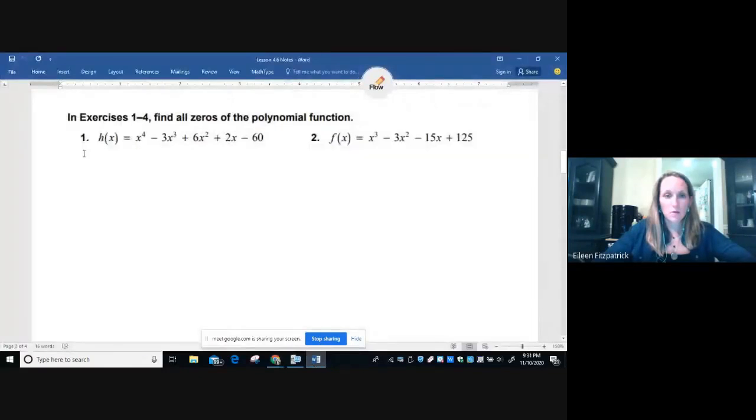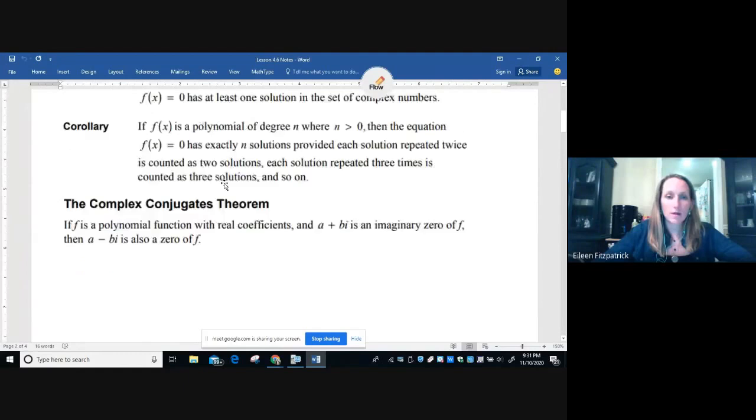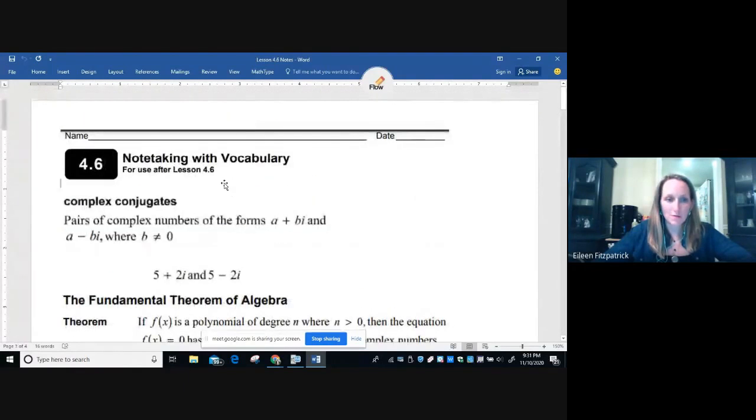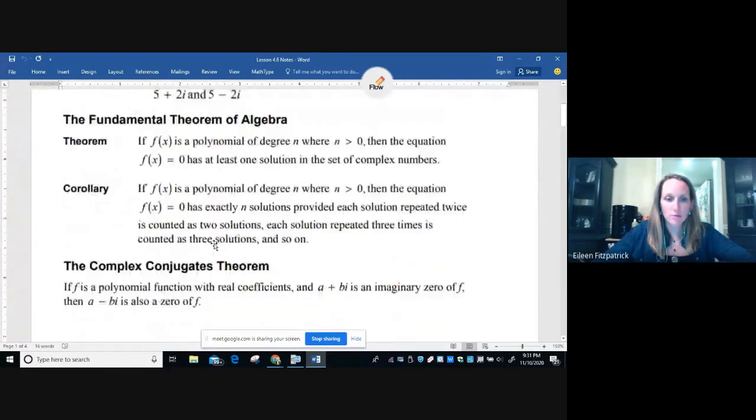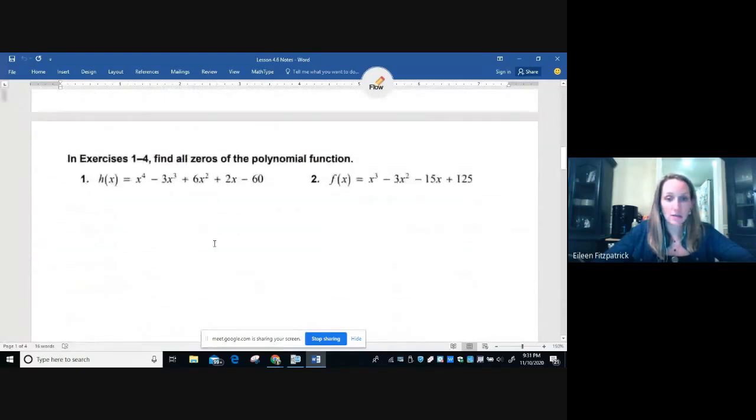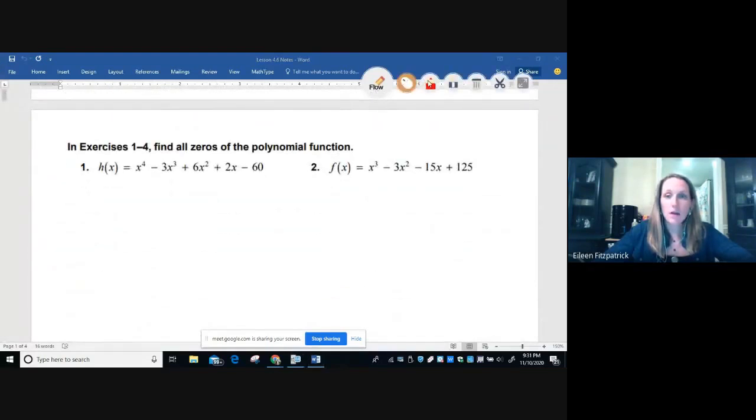Okay, so for this lesson, we're trying to find the zeros of the polynomial function. I kind of skipped over the terminology. A lot of this we've already used in previous lessons. I'm going to jump right into the problems today though.